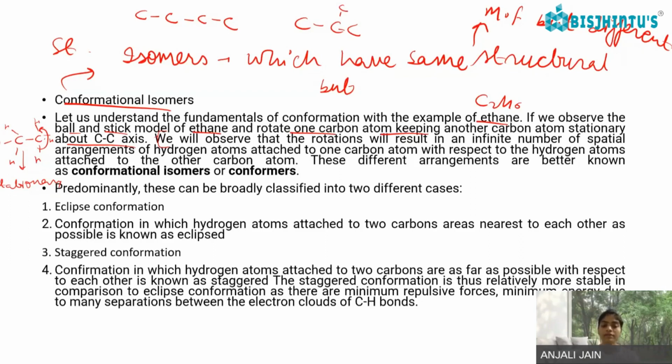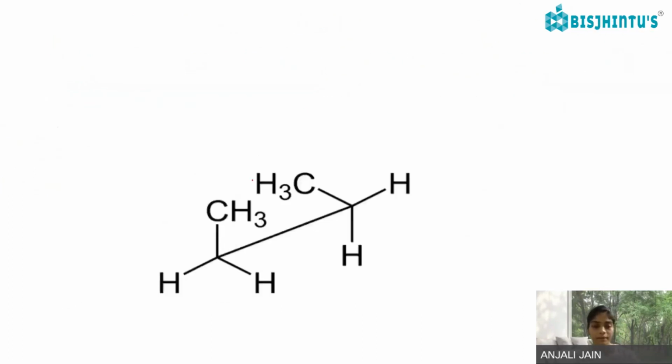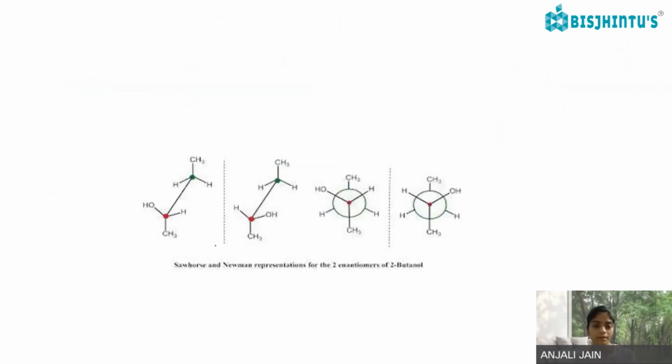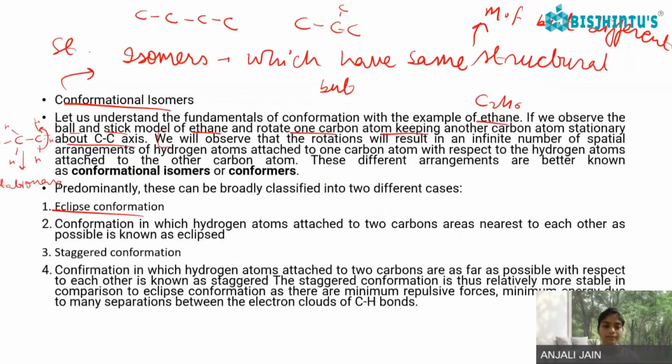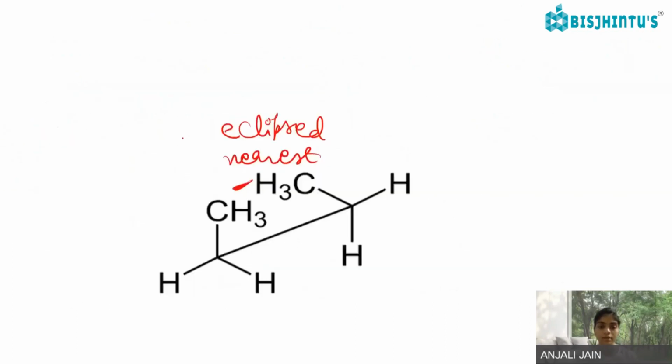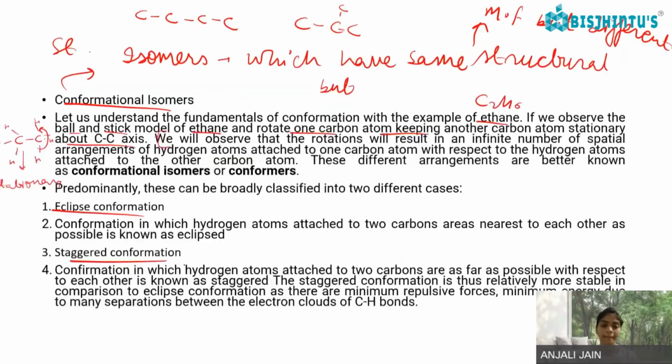The conformation in which hydrogen atoms attached to the two carbons are nearest to each other is known as the eclipsed conformation. Like this, these are nearest. Sawhorse and Newman projection formulas are there for the Newman projections. Like here, in the eclipsed structure the hydrogen atoms are near, while the conformation in which the hydrogen atoms attached to the two carbons are as far as possible from each other is known as the staggered conformation.